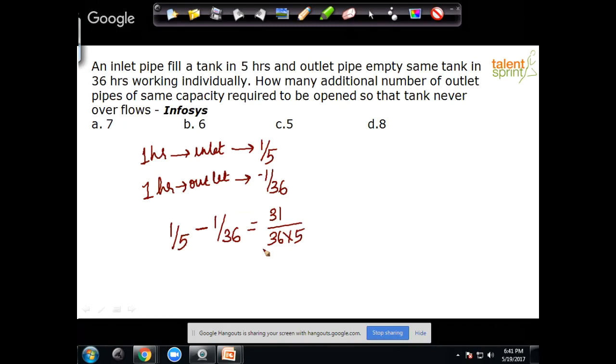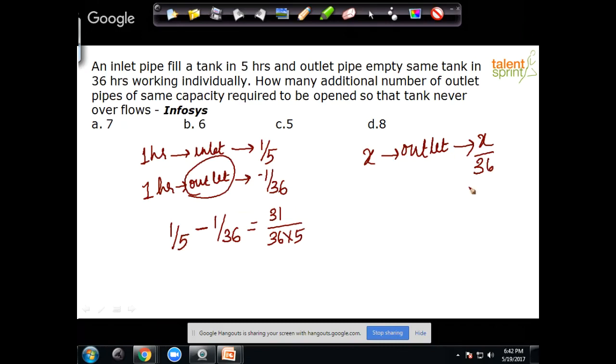We don't want the whole tank to get filled. So when does that happen? When the work done by the outlet pipes is way more than the work done by the inlet pipe, the tank will not be filled. You are adding some extra outlet pipes. Let me assume that I am adding X outlet pipes. The work done by these X outlet pipes in 1 hour will be X by 36, correct?